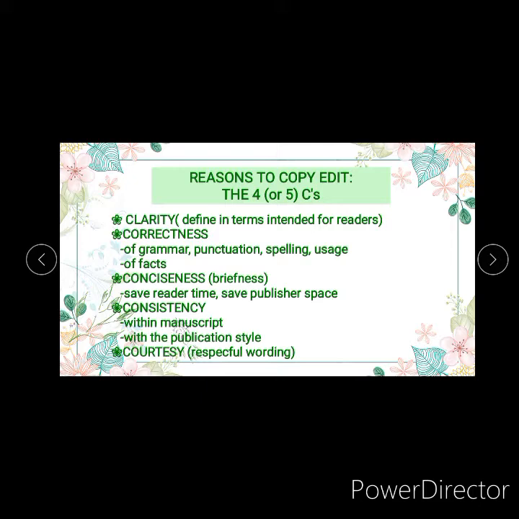The third one is conciseness, or briefness. This saves reader time and saves publisher space. Conciseness is using as few words as possible to clearly convey an idea. The most important skill for a writer to develop is knowing how to write concisely. The shorter the length of your text makes your writing more efficient. And always remember to avoid using flowery words and redundancy of words.